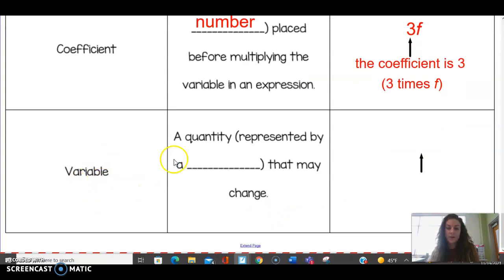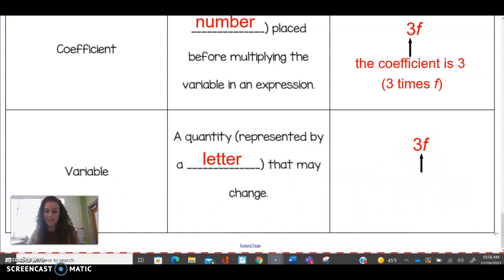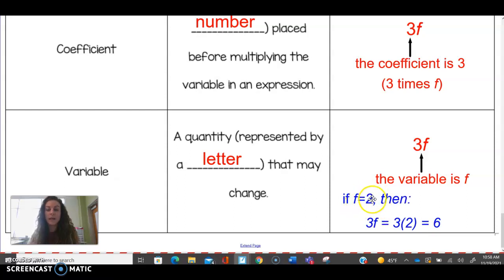And then our last word, variable: a quantity represented by a letter that may change. So in this case, again, let's look at 3f. f would be my variable. Let's say they gave me what f equals. If they told me f equals 2, then I would plug that 2 in where the f is. So 3f would mean 3 times 2, or 6. And these are some of the vocab words used in Unit 5.